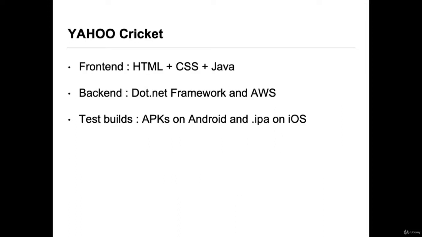Now let's take the case of Yahoo Cricket. In Yahoo Cricket, the front end is HTML plus CSS plus Java, and the back end we followed .NET Framework and AWS. Test builds on Android package kits, which is APKs, and .IPA on iOS. That's on tech. Now let's quickly go to step number 6.